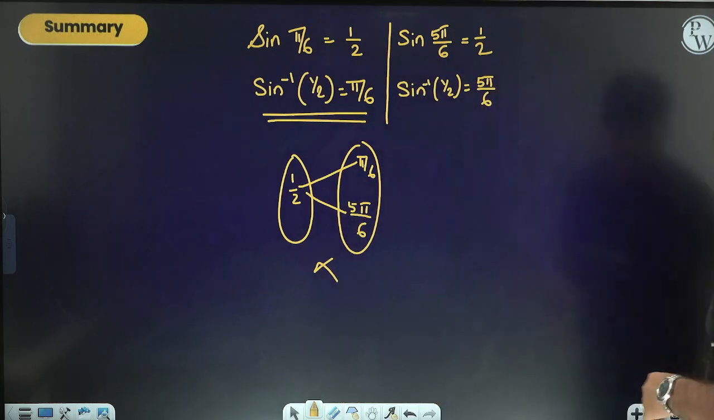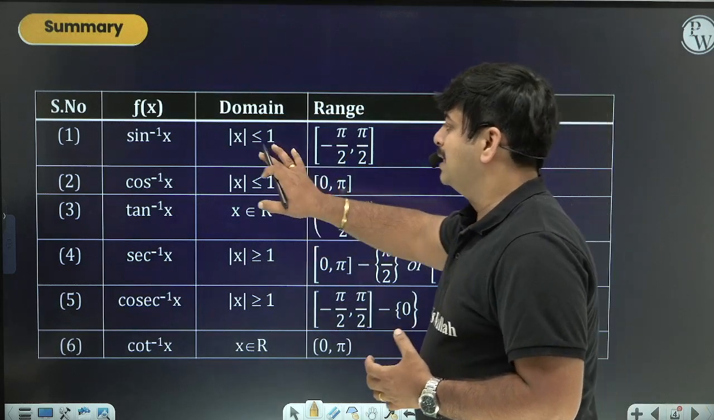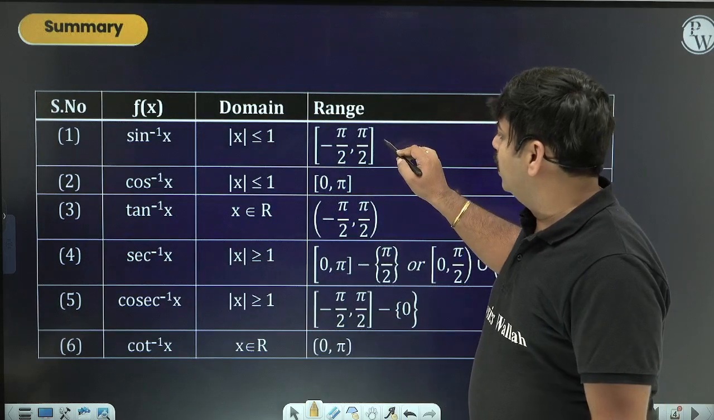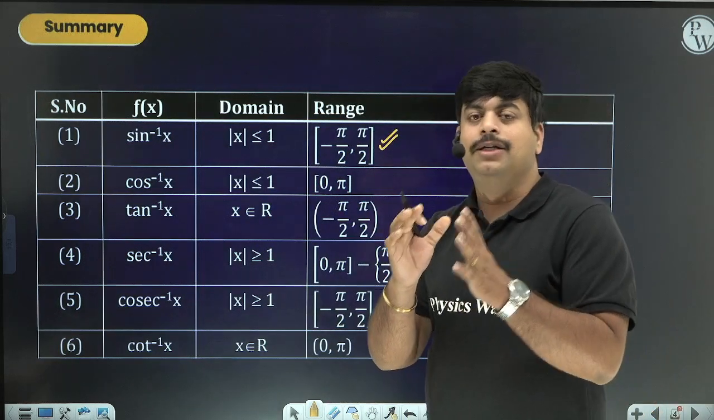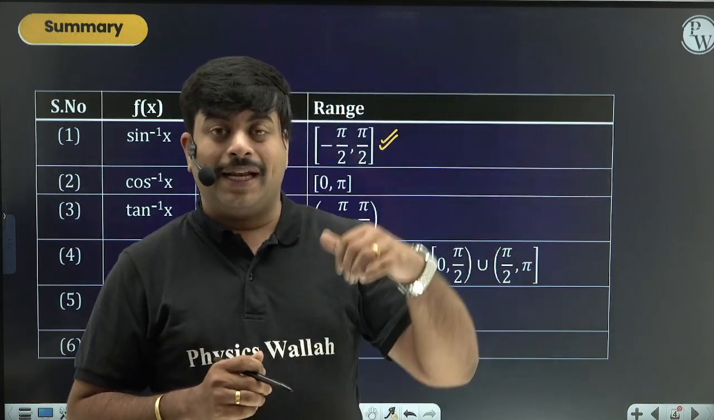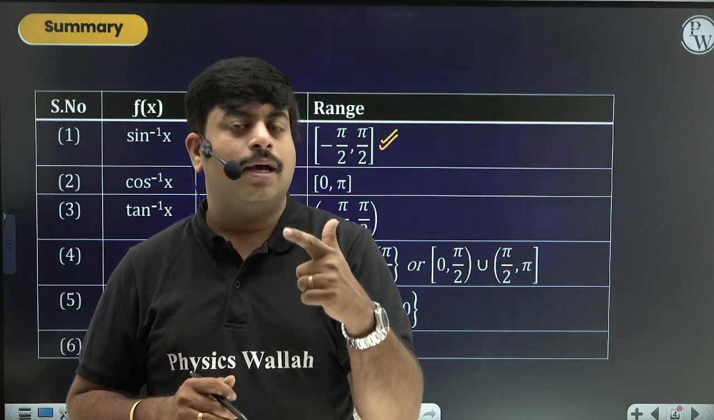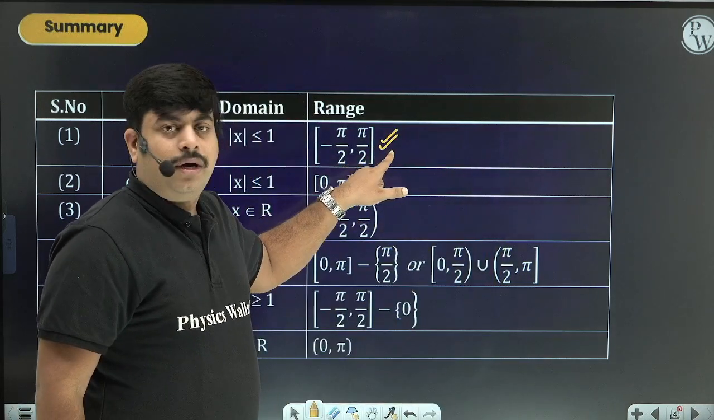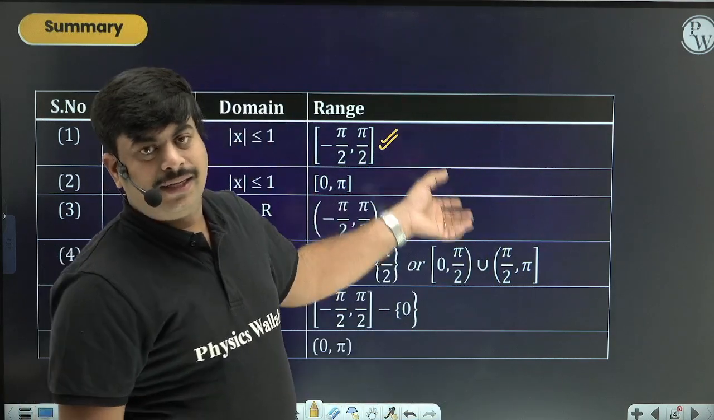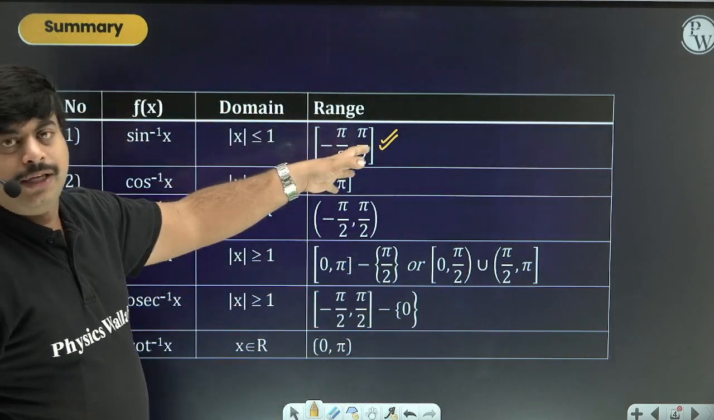You can see that sine inverse x, when x is between minus 1 and 1, that is mod x less than or equal to 1, has its range confined between minus pi by 2 and pi by 2, so that repetitive answers will not come. So when I say sine inverse 1/2 in the previous example and you say the answer is 5 pi by 6, that's wrong, because 5 pi by 6 is not in the range. Whatever answer you get should lie inside the range when you take values inside the domain.